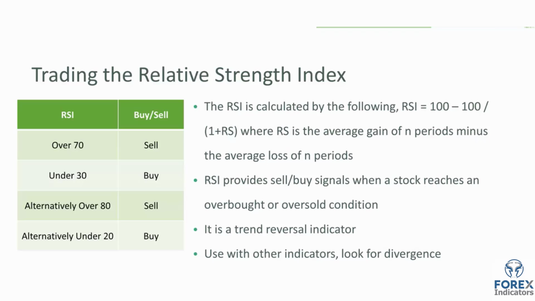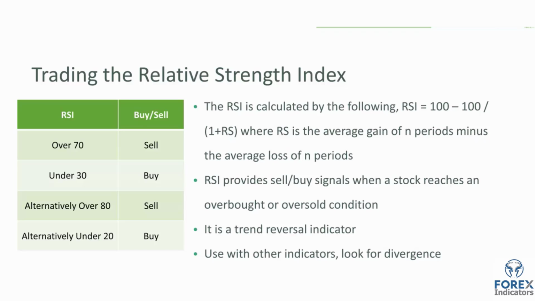So when RSI rises over 70, we're going to look to sell the stock, or at a minimum, we're going to look to tighten our stops and be ready for the stock to turn down. When the RSI is under 30, we're going to look to buy the stock, as the stock is in an oversold condition at that point.